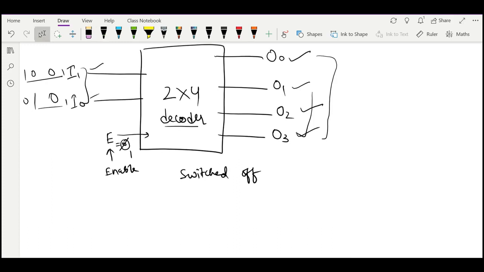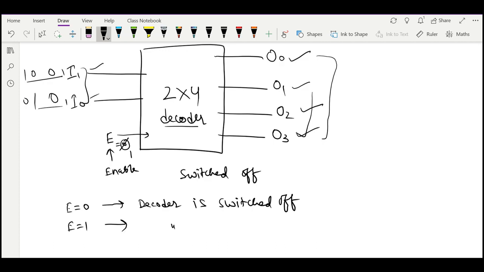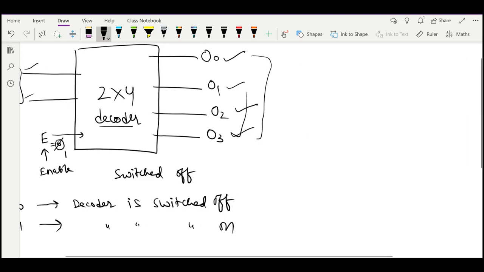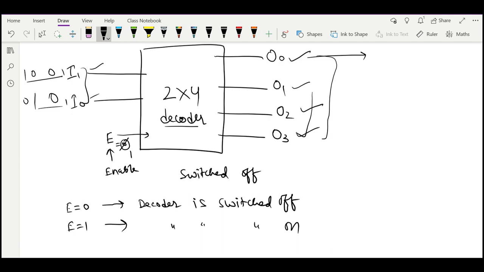So if E equal to 0, that means the decoder is switched off. If E equal to 1, then the decoder is switched on and it will work normally. Now let's see what the characteristic equations of O0, O1, O2, O3 are.